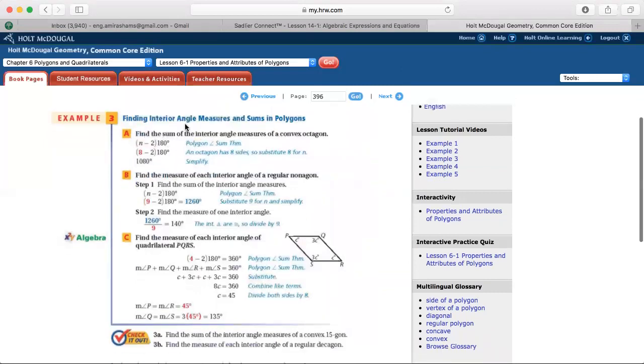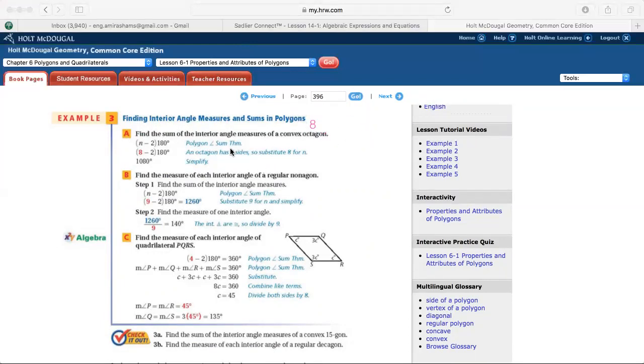Okay, finding interior angle measures and sum in polygons. Find the sum of interior angle measures of a convex octagon. How many sides is an octagon? Let's go back to the table on the first page. Octagon is 8. Let me read the chat. Yes, excellent, Tala. Octagon is 8. So I will write here 8.